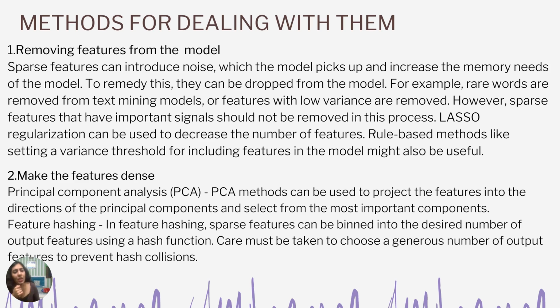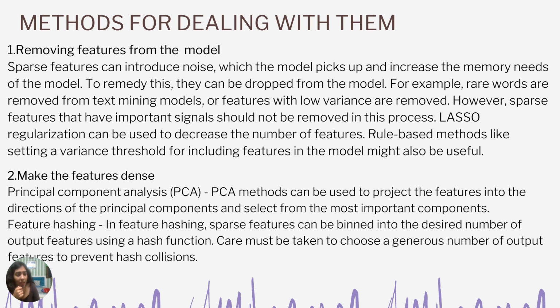However, sparse features that have important signals should not be removed in the process. LASSO regularization can be used to decrease the number of features. Rule-based methods like setting a variance threshold for including features in the model might also be useful. Secondly, make the features dense.